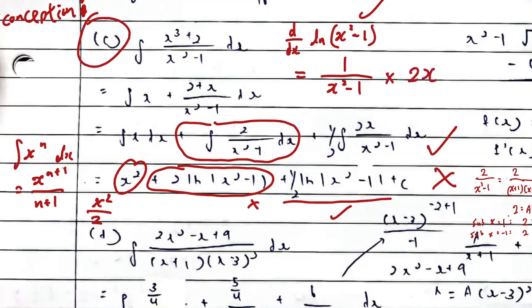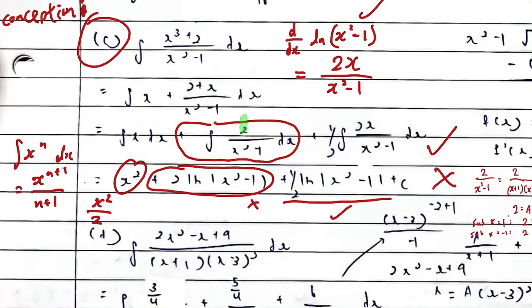So you actually need a 2x on the numerator before you can start to integrate. Integrate 2x over x squared minus 1 will give you back your ln. But over here, it's only 2. It's not 2x. And what you did is you factor out the 2, I think. So you factor out the 2, then you're left with 1 over x squared minus 1.